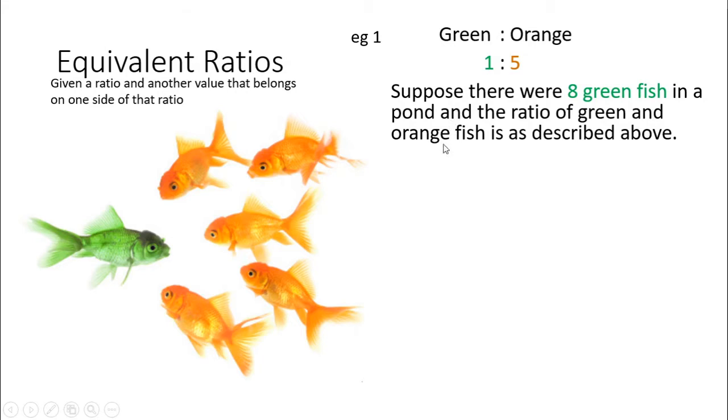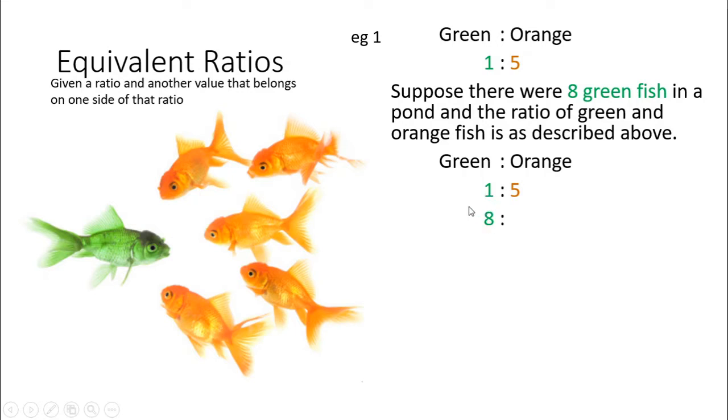This is an equivalent ratio problem because what we are going to work out is how many orange fish go along with these 8 green fish to make another green to orange ratio, which is equivalent to this ratio, 1 to 5. So let's set it up. If I know that there are 5 orange fish for every 1 green fish, so the green to orange ratio is 1 to 5, I'm trying to work out how many orange fish will go along with these 8 green fish. So I've lined up my green fish nicely here.